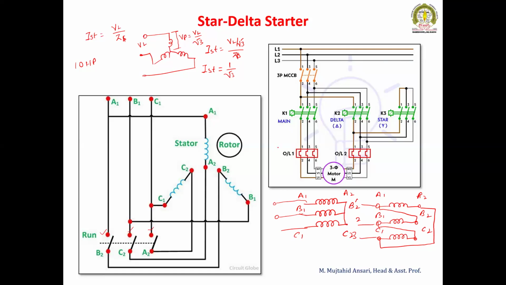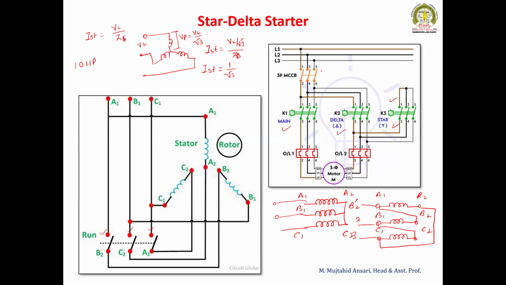So definitely there should be three contactors. One is the main contactor, second is the delta, and third is the star. At the time of starting, this contactor operates first, so it will make the motor run in star. All three terminals are short circuited, so the motor gets started in star. After some time, this star contactor opens and the delta is going to close. So now the motor is connected in delta. This is called a star delta starter.